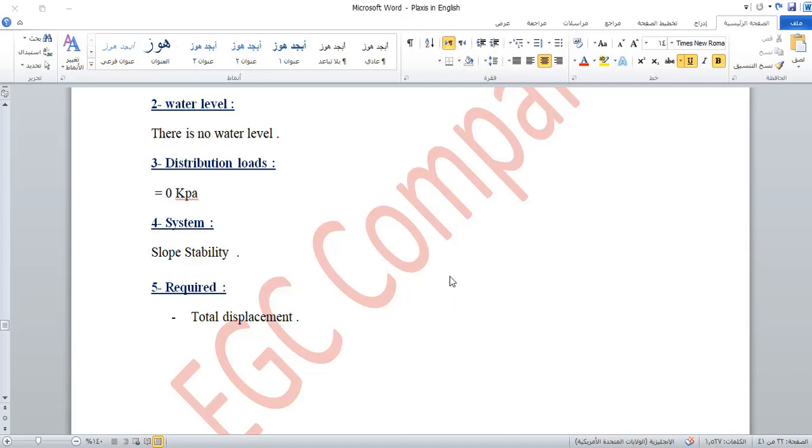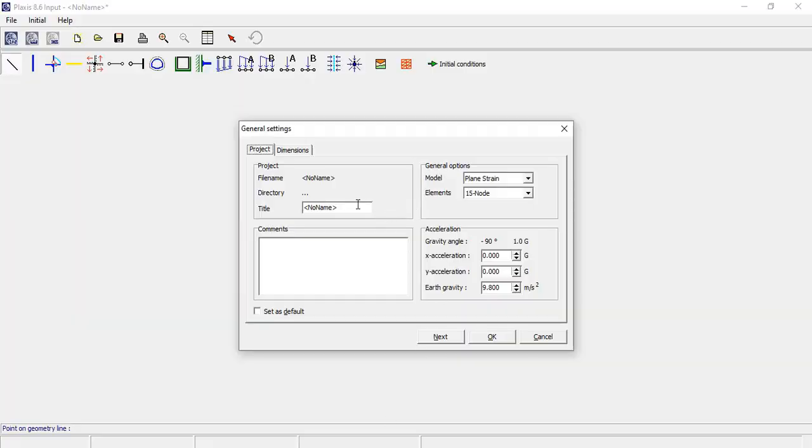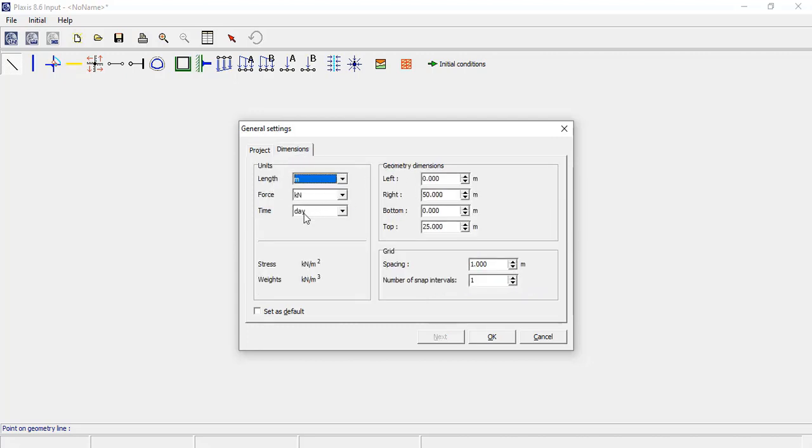So we will open Plaxis 2D. The title is Slope Stability. Model: plane strain, elements 15-node, dimension length in meter, force in kilonewton, time in day. Left minus 20, right we remain at 50, bottom minus 1.5, and top we remain at 25, and press OK.